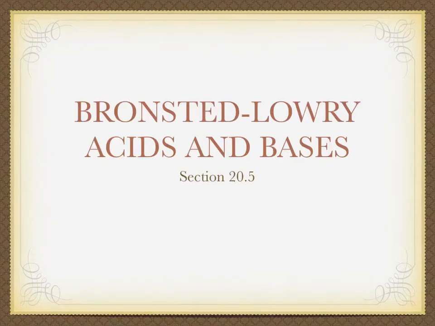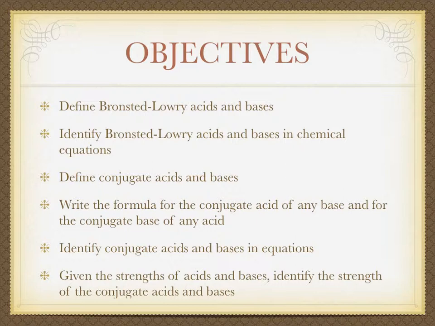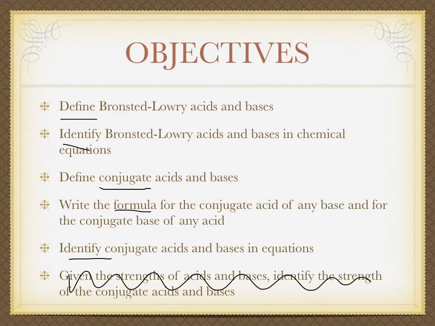All right, this is section 20.5, Bronsted-Lowry acids and bases, and we're also doing 20.6 in a little bit. All right, so here's our objectives: be able to define and identify Bronsted-Lowry acids and bases, understand what we're talking about when we're talking about the conjugate acids and bases, be able to write formulas for them and identify them, and this last one we're really not going to cover.